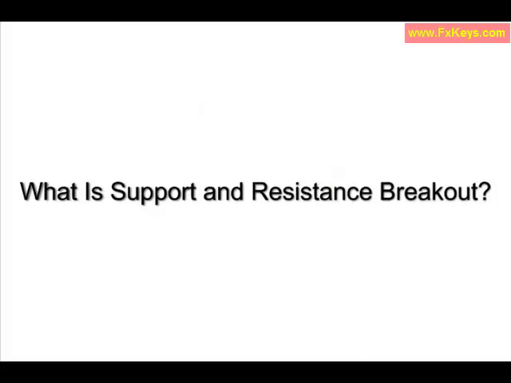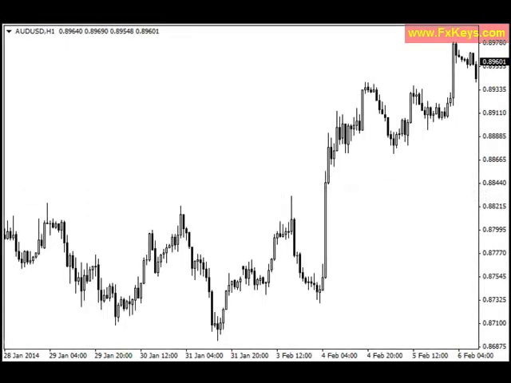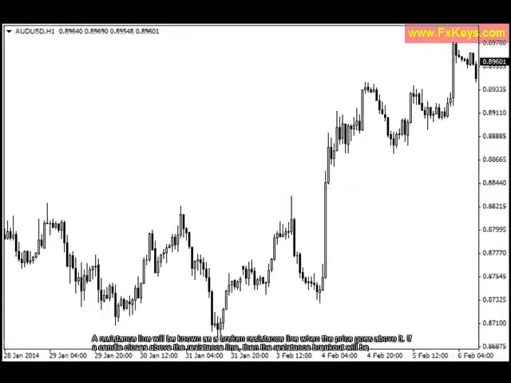What is support and resistance breakout? A resistance line will be known as a broken resistance line when the price goes above it. If a candle closes above the resistance line, then the resistance breakout will be stronger and more reliable. To be on the safe side, you can wait for a candle to close above the resistance line. Then you can go along with more peace of mind.